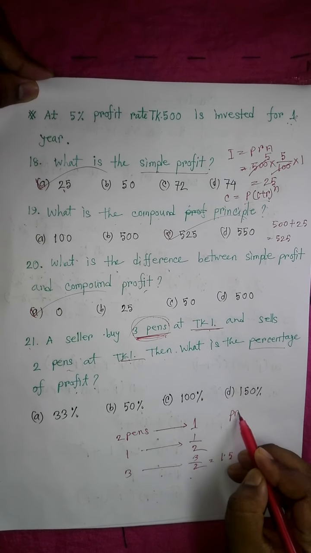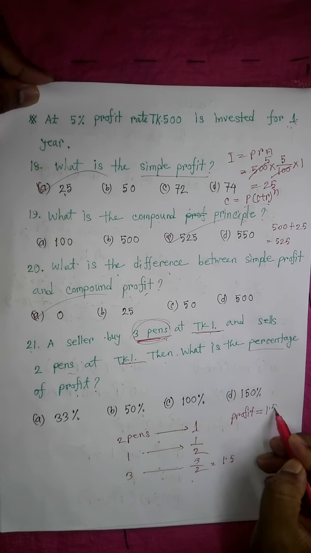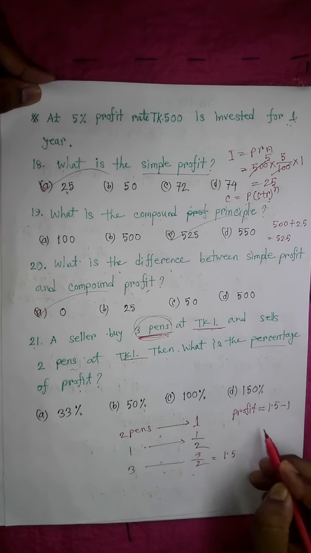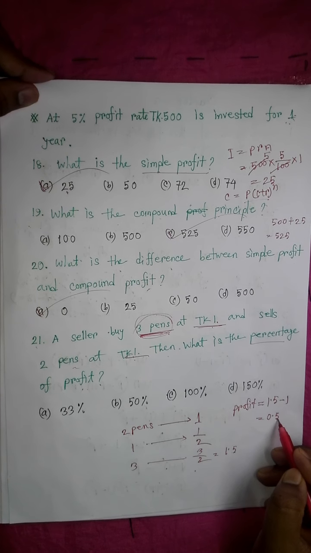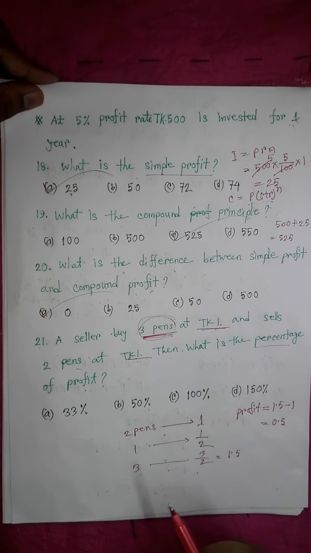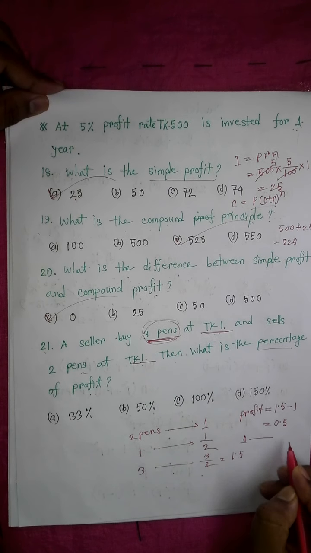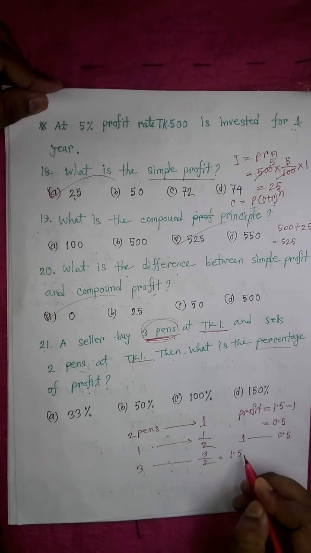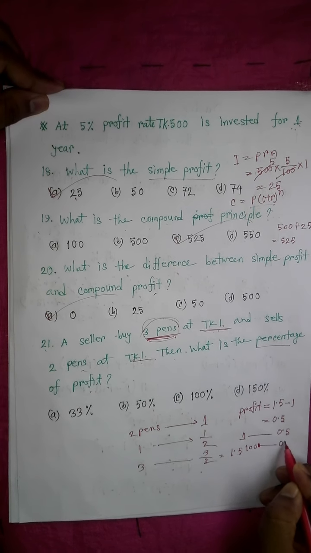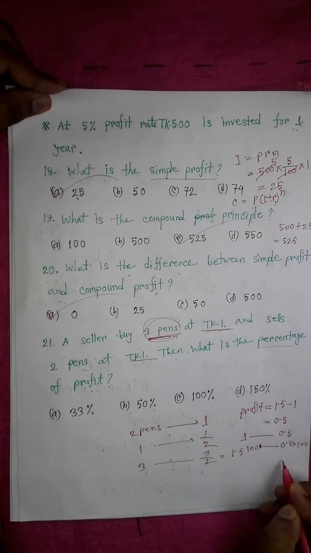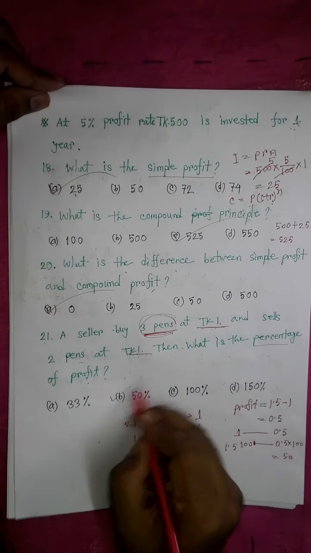So profit equal to sale price minus cost price equal to 0.5. Here taka 0.5 is profit for 1 taka. So you can write for 1 taka the profit is 0.5. So for 100 taka it becomes 0.5 into 100, that is 50. So our answer is 50%.